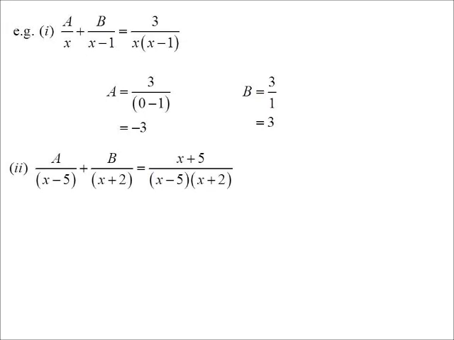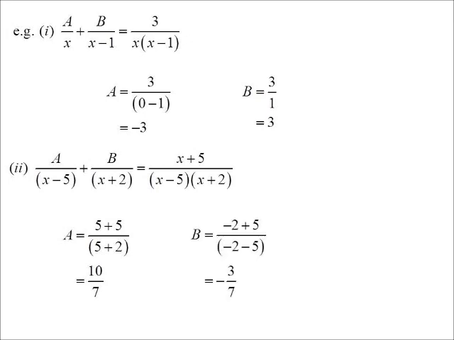Let's try it for our second example. So to work out a, well, 5 would make this equal to 0. So over here I'll cover this up, substitute in 5, I'm going to get 10 on 7. There it is. And to work out b, well, negative 2 would make that equal to 0. Cover up the x plus 2, negative 2, that'll give me 3 on 7. Or is it negative 3 on 7? Yes, negative 3 on 7.